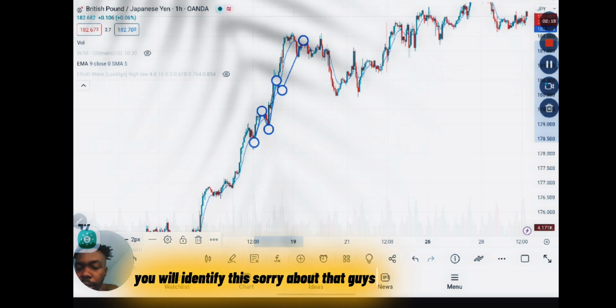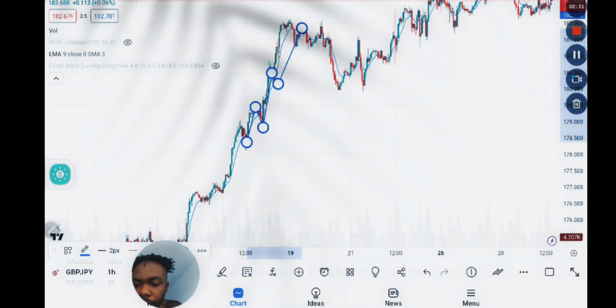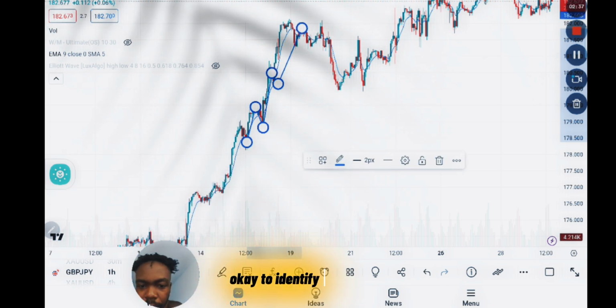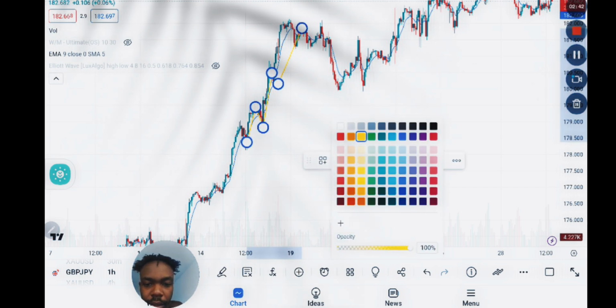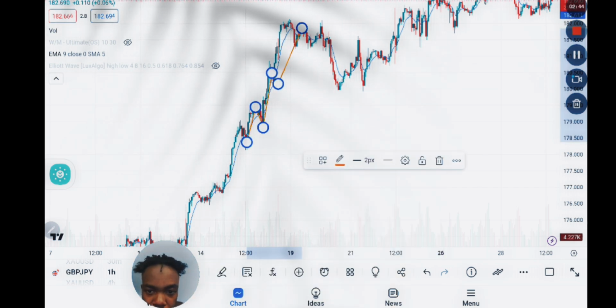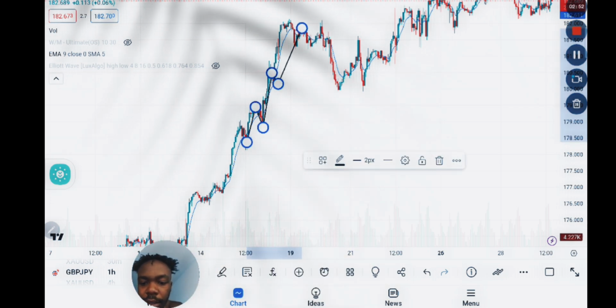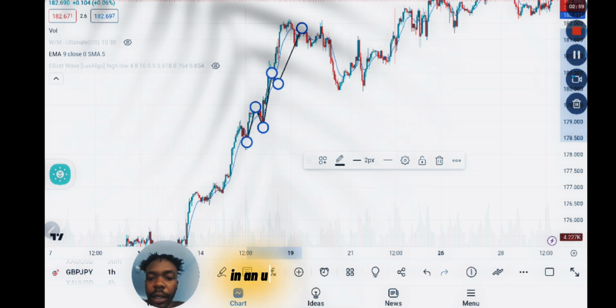So now we will identify this. Sorry about that, guys. See, all I'm trying to do is just move this little thing. Okay. We'll identify this. Put a more visible color. Okay, we'll identify this as our trend line. And we've identified that we are currently in an uptrend on the 1 hour time frame.